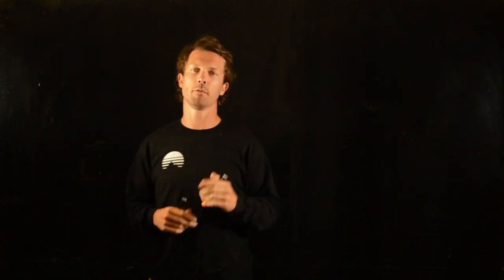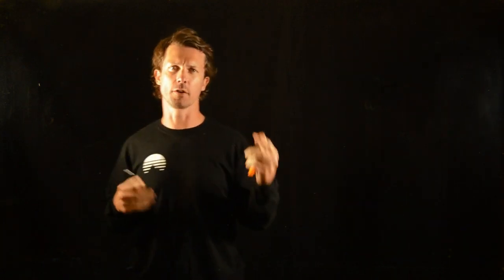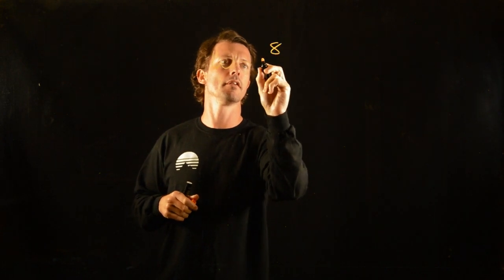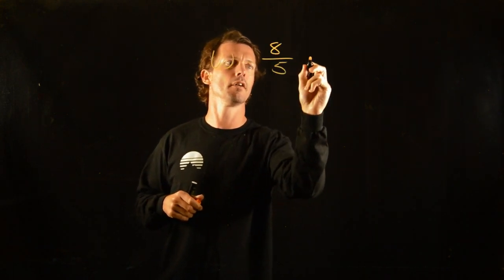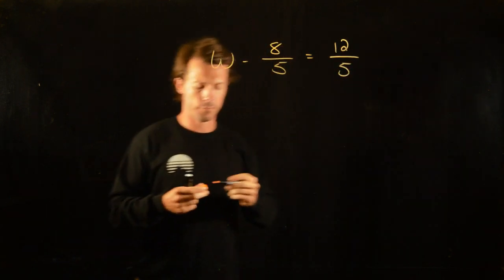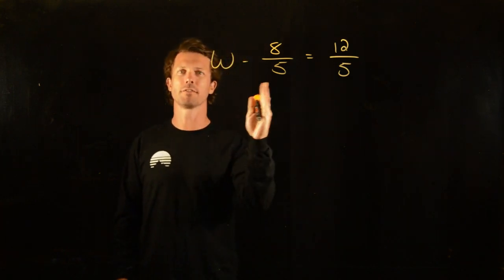Guys, so today what we're going to take a look at is fractions within an equation. So we want to look at how to solve when, let's say, we have something that looks like this. Let's say we have w minus 8 over 5 equals 12 over 5. So there's going to be nothing special about this one.